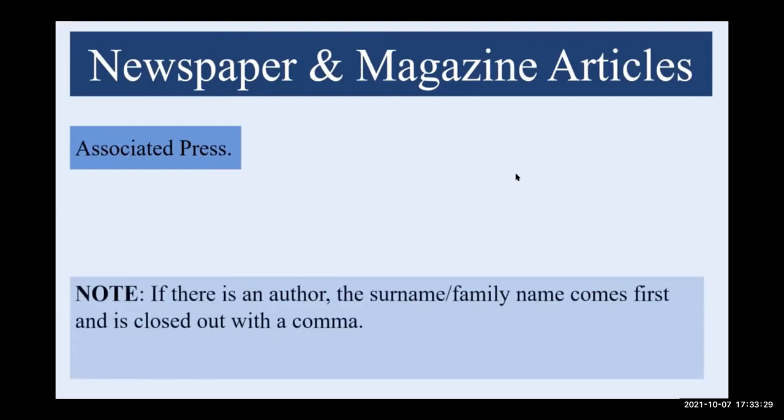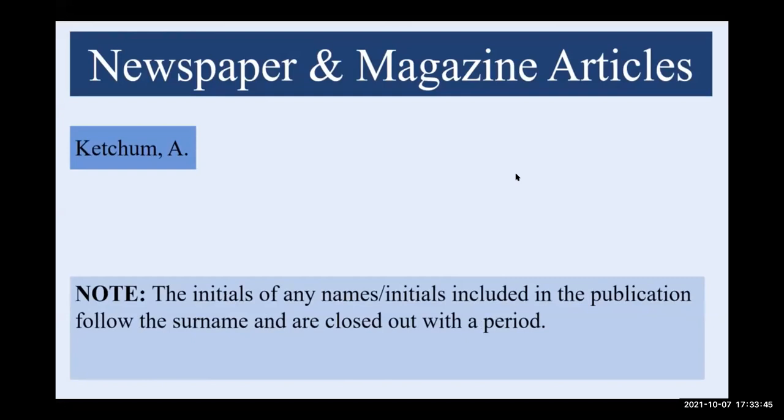If there is an author, then we will begin the reference entry with the author's surname or family name, which will be closed out with a comma. In this case, we've got Ketchum, comma. This will be followed by the initials of any names or initials that are included in the publication, which will then be closed out with a period. In this case, we have A, period.